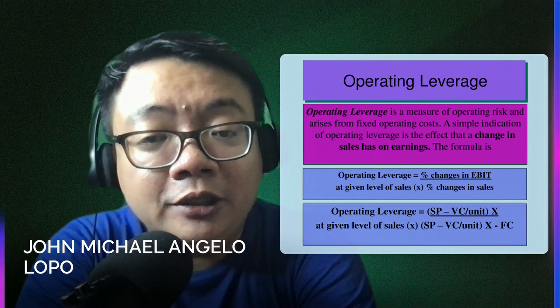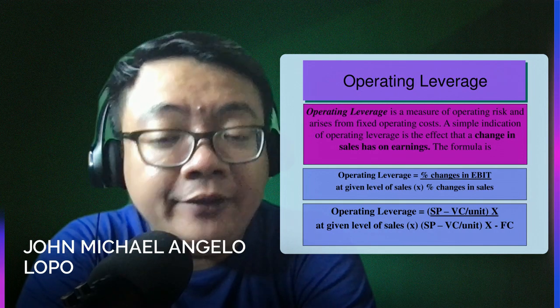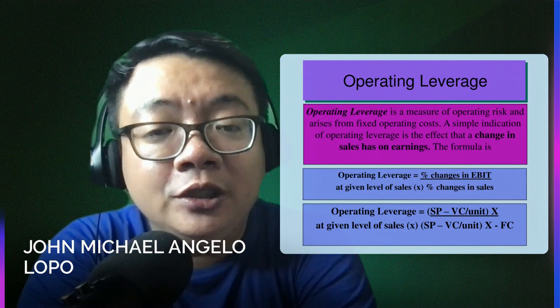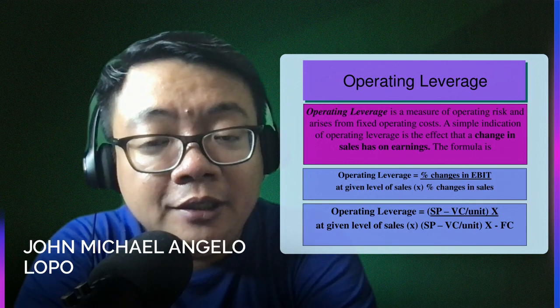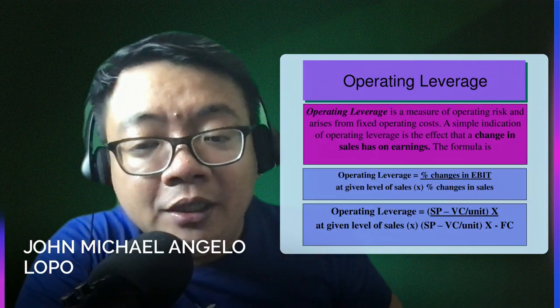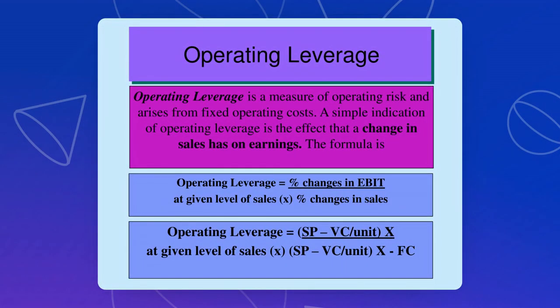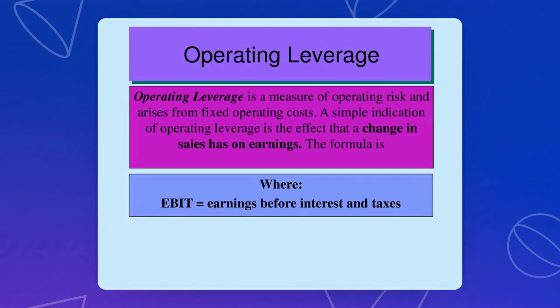But in terms of other formula, it is the percentage change in EBIT divided by the percentage change in your sales. Very good. Okay. So, as in the previous example, in our formula in the CVP, operating leverage is a measure of operating risk that arises from your fixed operating costs. So, what is EBIT? EBIT here is the earnings before interest and taxes.